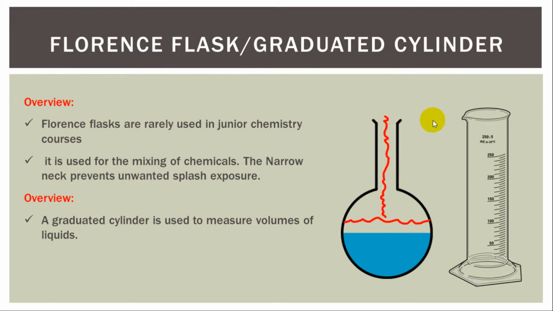So if we go through what we've done so far, we have the beaker, the Erlenmeyer flask, and this guy, the Florence flask. This is not used much in junior chemistry courses, because chances are you're not going to be mixing chemicals that are going to splatter that much, or are really dangerous for you. But it's possible you might use it. This is really just to prevent that from happening. You could stir it in there, and you could put something at the top here, which we'll talk about later, and it would reduce the risk of unwanted splash or exposure.